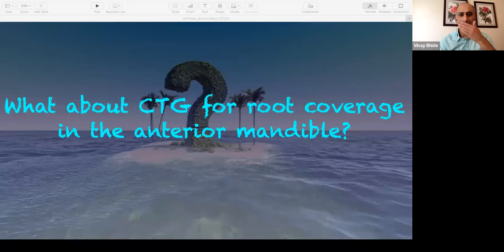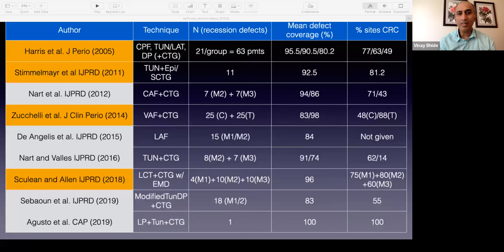And what about connective tissue graft root coverage in the anterior mandible? There really isn't a whole lot of literature that looks specifically at connective tissue grafts for treating recessions in the anterior mandible. This is by no means an exhaustive list, but from 2005 to 2019, there are only maybe 10 papers that looked at it. Some of them were well-controlled studies, others were case series and case reports, and there is a variety of procedures. They're very heterogeneous in their approach. So even trying to do this as a systematic review or meta-analysis would be complicated and wouldn't be really valuable in terms of what we'd get as a result.